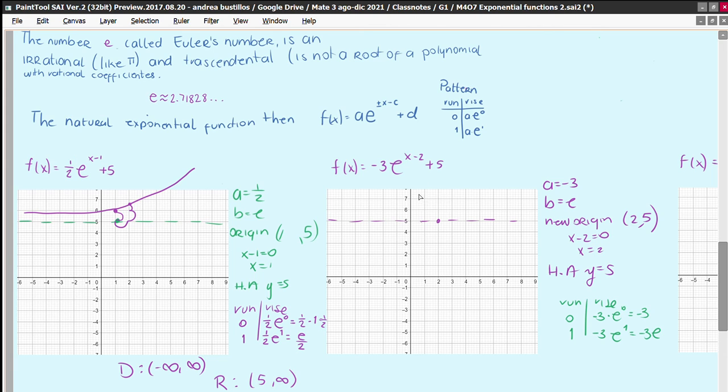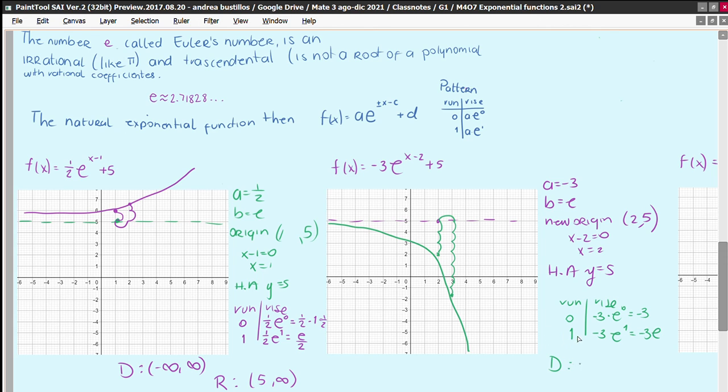So how do I graph this? I know that if I don't move, I'm going to rise 1, 2, 3 negative. And if I run 1, I'm going to rise -3e. If e is 2.71, 3 times e is going to be 6 point something. So it's enough for me if you do 1, 2, 3, 4, 5, 6 something. You can always, if you want to, use a calculator to find this final value. So my function is going to look like this.